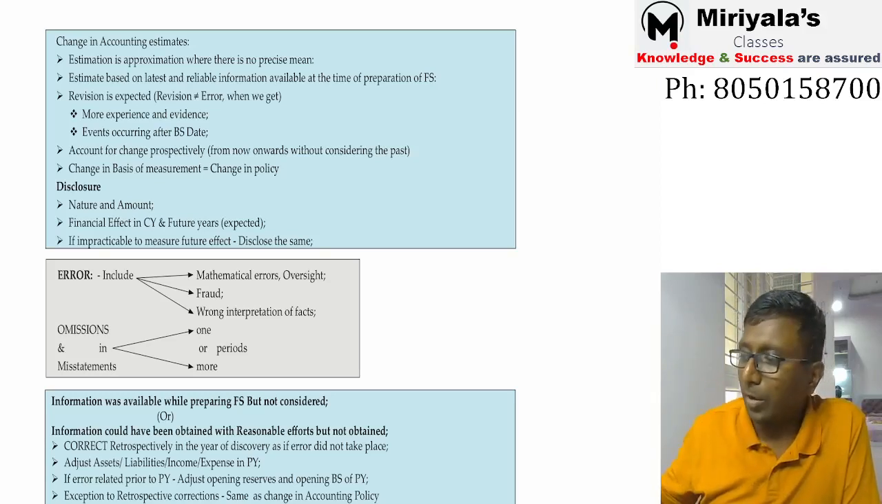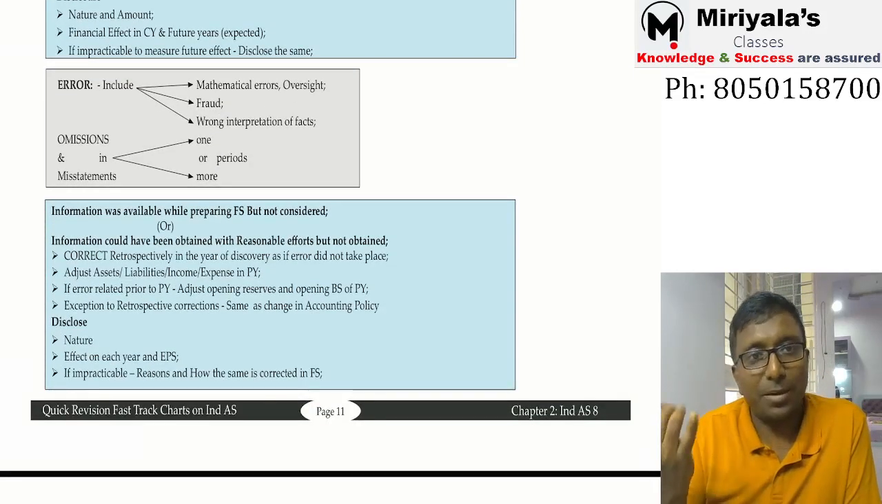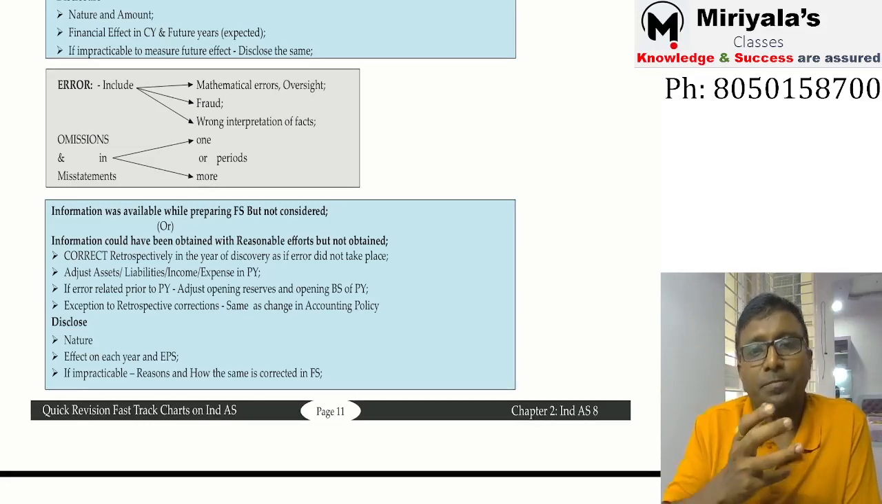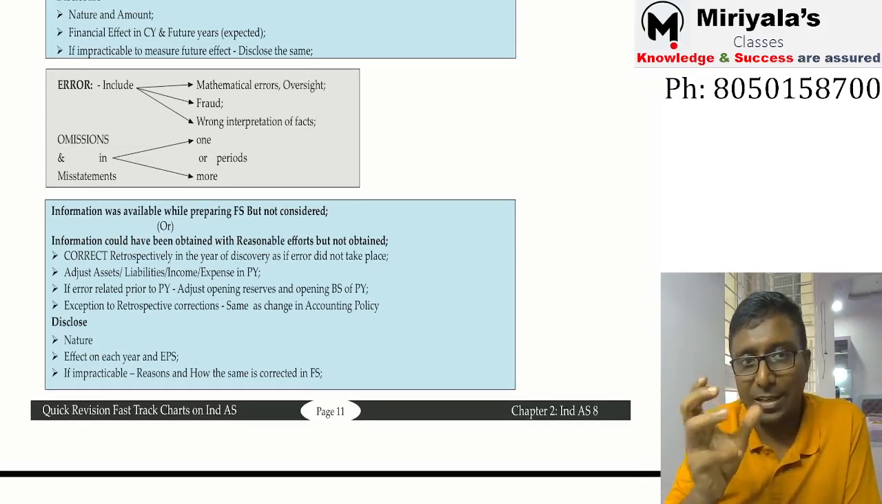Right. And the next point is errors. Errors are either mathematical errors, fraud, or wrong interpretation of facts. Yesterday also, if you remember, we discussed Ind AS 8. Error includes fraud. Yes, it is there, a very clear definition.